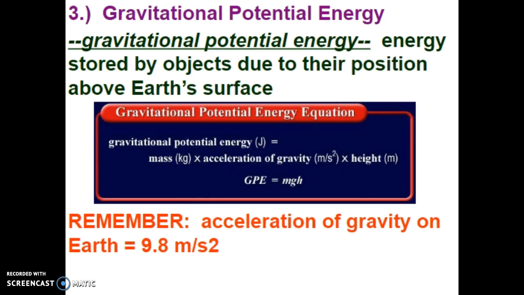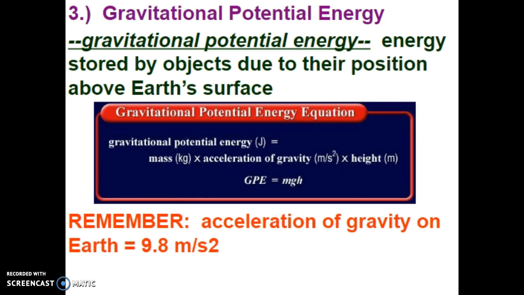Gravitational potential energy is energy that is going to be stored by objects due to their position above the Earth's surface or due to their height above the surface. We can calculate the amount of gravitational potential energy in an object, knowing how much mass it has and knowing how far it is above the ground. We also include our acceleration of gravity constant in there as well.